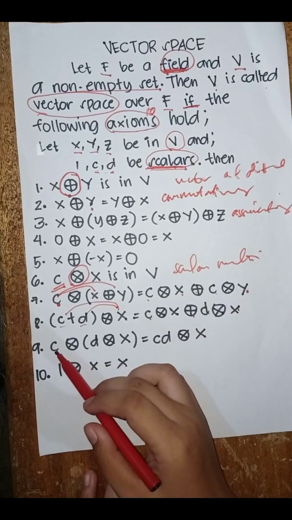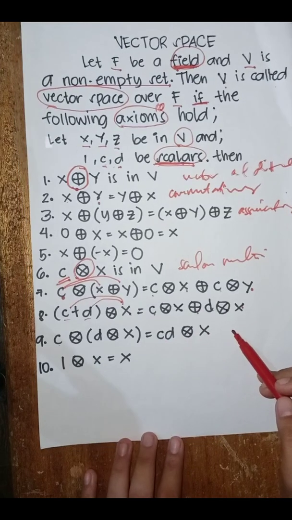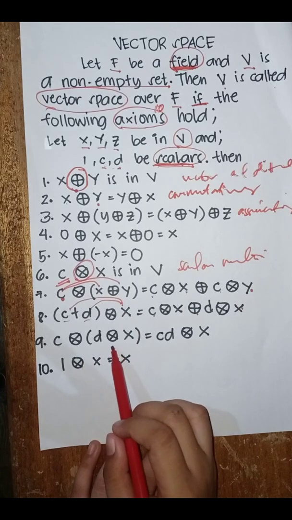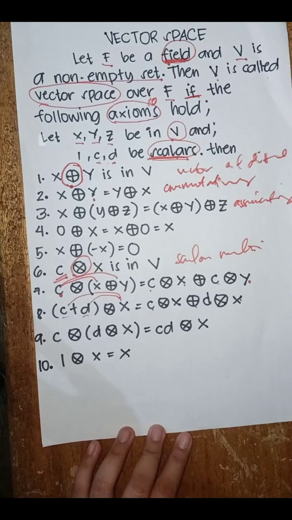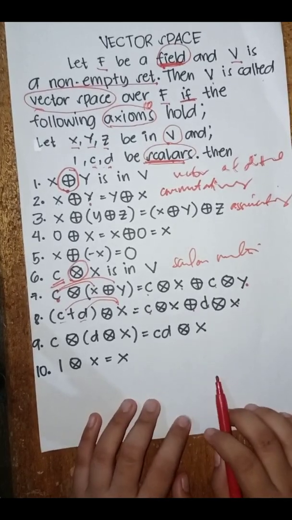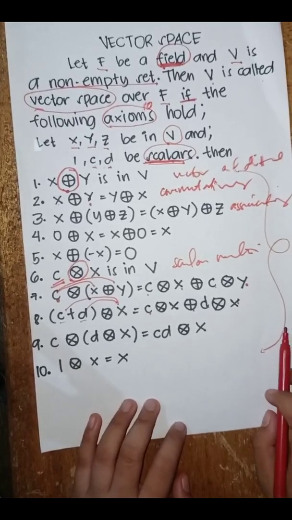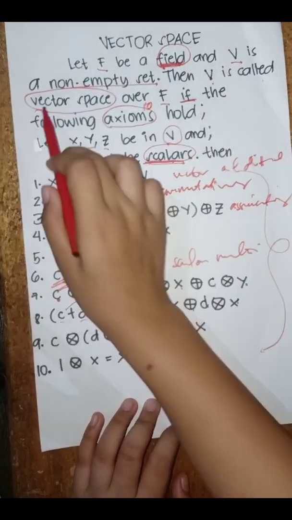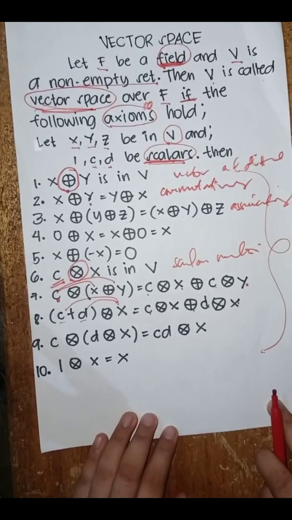Number 9, C times the quantity of D times X is equals to CD times X. Number 9 is about associative property of multiplication. Number 10, 1 times X is equals to X. It is the identity property of multiplication. So, if these 10 axioms will be satisfied by a certain set, therefore, the given set is a vector space. So, to further understand vector space, let me give you an example.